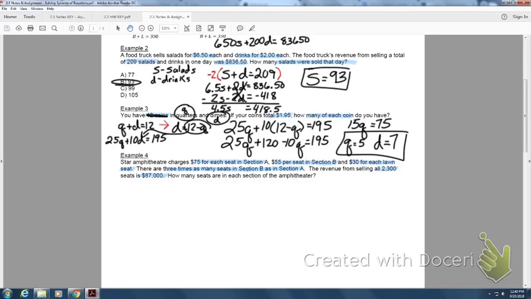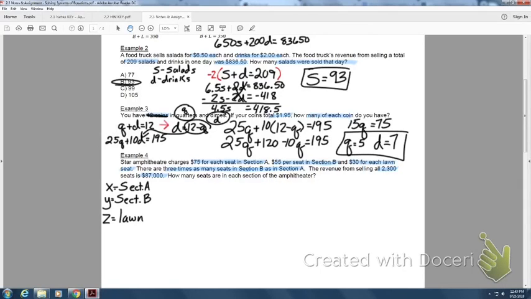So how many different kinds of seats are there? 3. So how many variables are we going to have? How many equations should we expect to have to make? 3. So let's identify the variables first. So we will do x as Section A, y as Section B, z as the lawn seats.